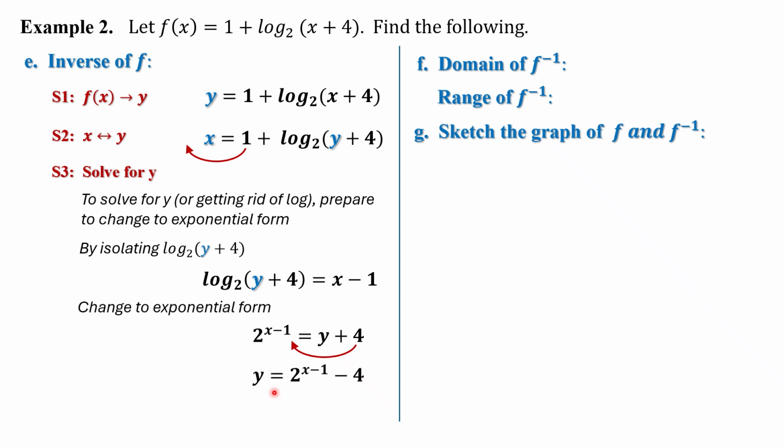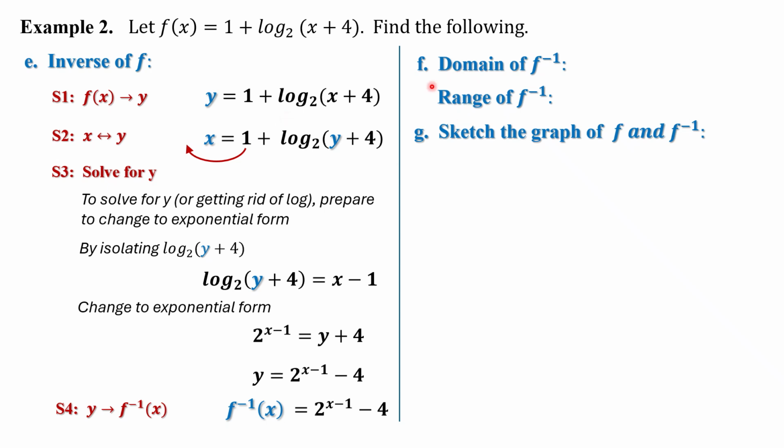Then, for the last step, replace y by the f inverse notation. So f inverse of x is equal to 2 to the x minus 1 minus 4. So this is the inverse function of the function f.